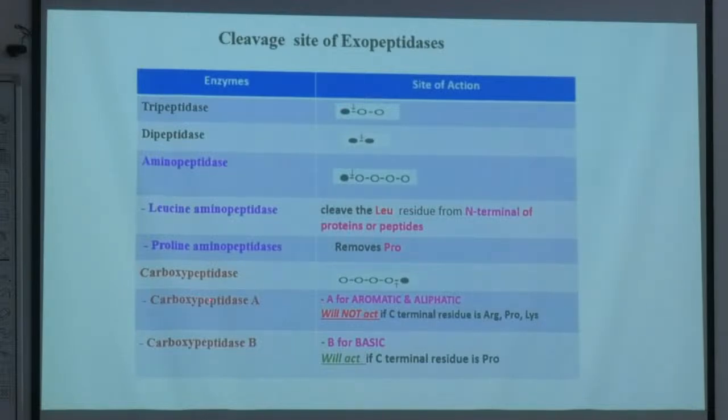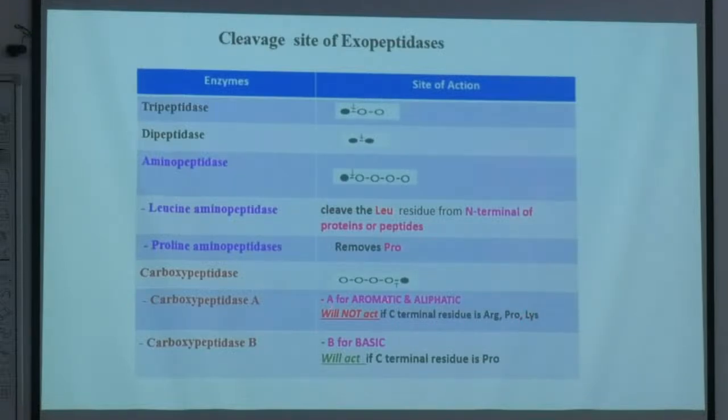See, carboxypeptidase can be divided into two: carboxypeptidase A and carboxypeptidase B. Remember, A is for aromatic and aliphatic. That is the simplest way to remember. So, the only catch point here, even if you cannot remember, it will not matter.